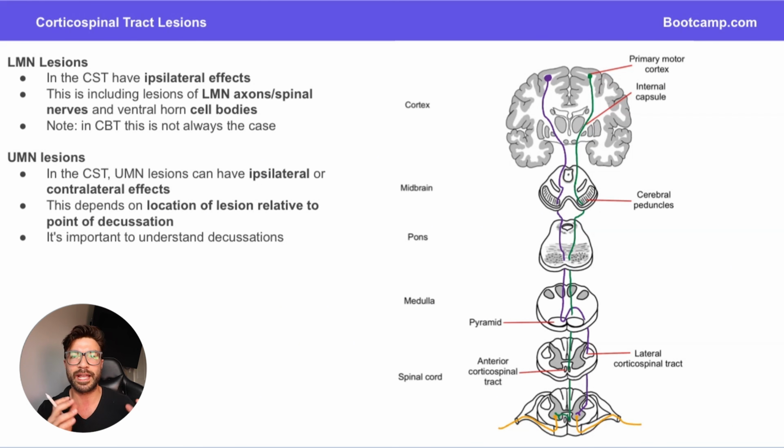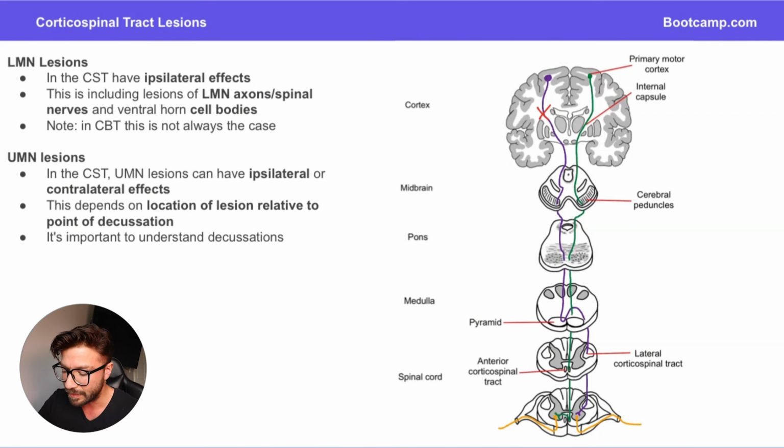Now, if we have an upper motor neuron lesion, we can see both ipsilateral or contralateral effects, and this really depends on the point of the lesion or the level of the lesion with respect to the point of decussation of each spinal pathway. So let's say we have a lesion up here. What are we going to see? Well, we're going to see contralateral effects because this neuron is going to come down and then it decussates, or crosses over to the other side, and it innervates the lower motor neuron on the contralateral side.